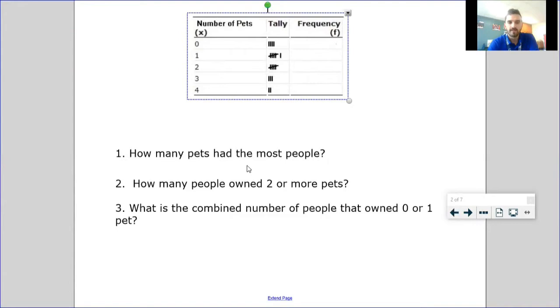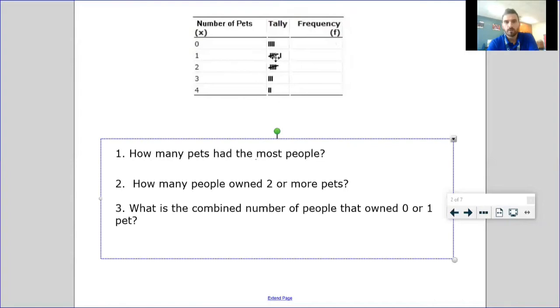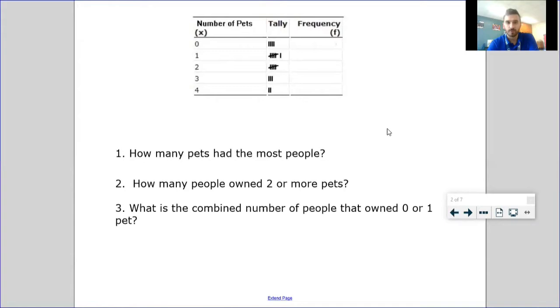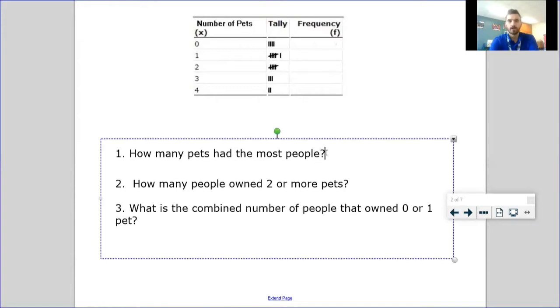So number 1 says how many pets had the most people. Again, you would list your frequency right here. But again, you can give this the eye test. You can look at the tallies, and the answer for number 1, you could say that 1 pet was the most frequent answer.